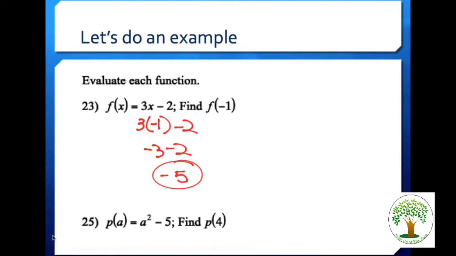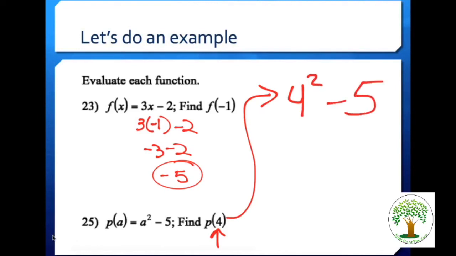All right, now I want you to notice that we don't always name our functions with f. This is the function called p. And p says the variable is going to have a's over here. And if you look on the other side, yes, there are a's on the other side of the equation. So if I'm finding p of 4, I'm going to substitute 4 in for all the a's. So I'm going to come up here because I have more room. So I'm going to have 4 squared minus 5. 4 squared is how much? 16. Minus 5. I heard 11.